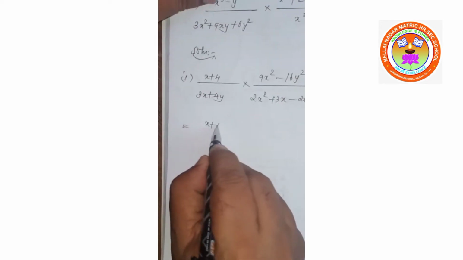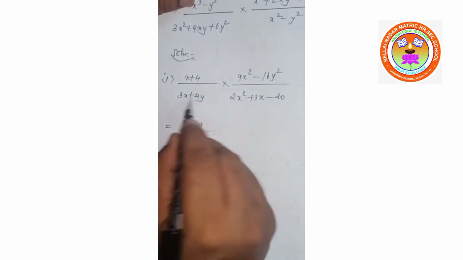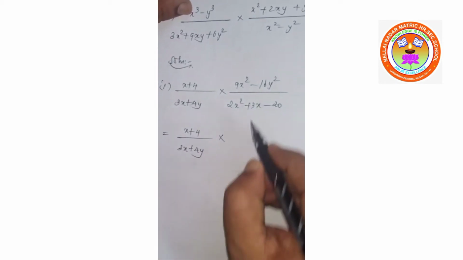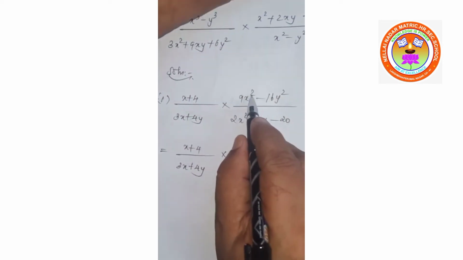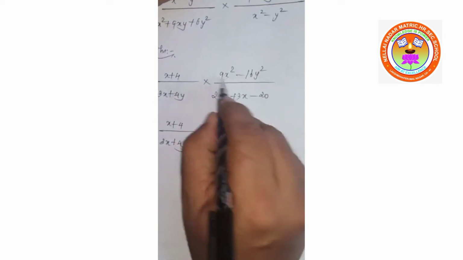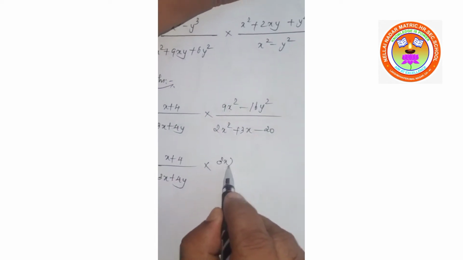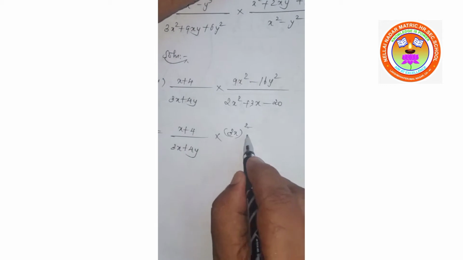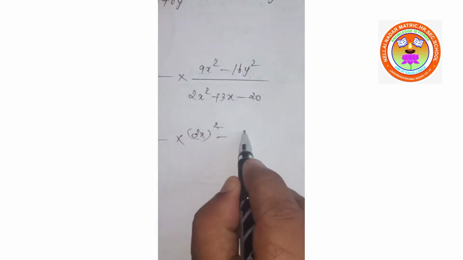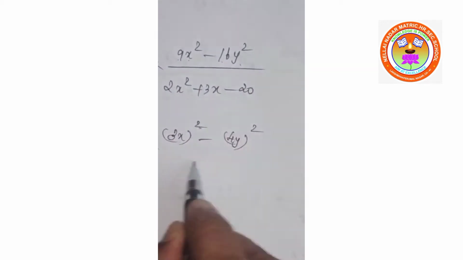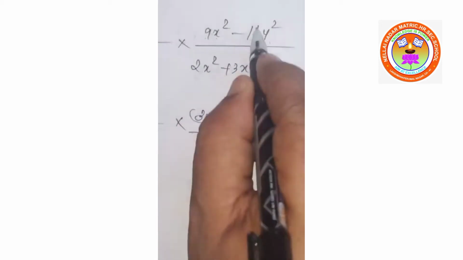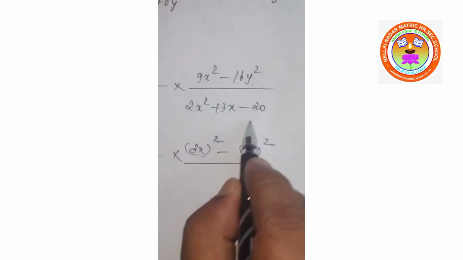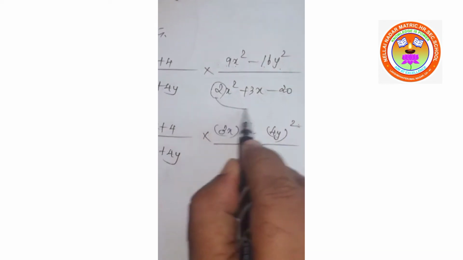Write that x plus 4 as it is. So 3x plus 4y, nothing is common, write as it is, into 9x squared. The square is only for x, not for 9. So 9x squared can be written as 3x the whole square, because 3 squared is 9 and x power 2 is x squared. 16y squared can be written as 4y the whole squared. Correct? Because 4 squared equals 16, y power 2 equals y squared. It is a quadratic expression. You can factorize.